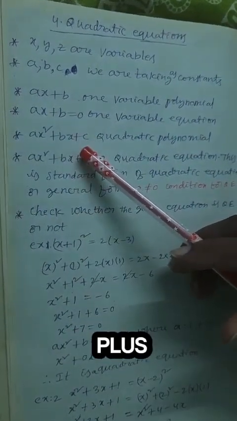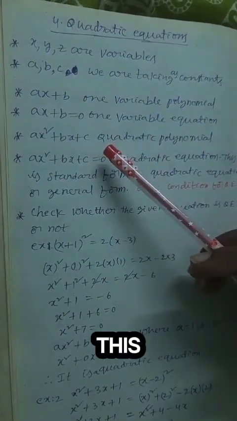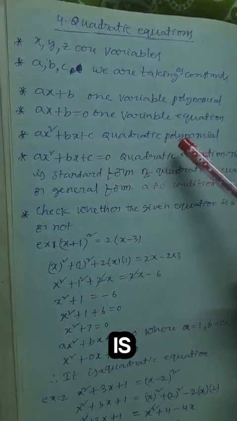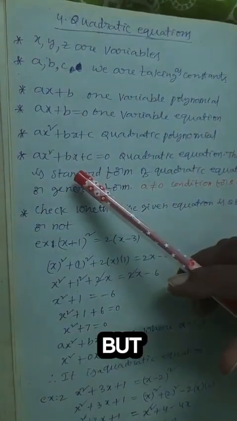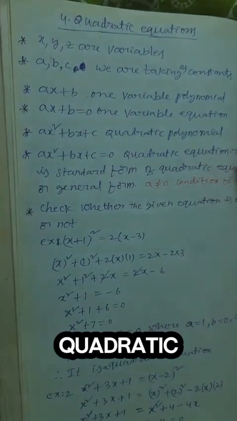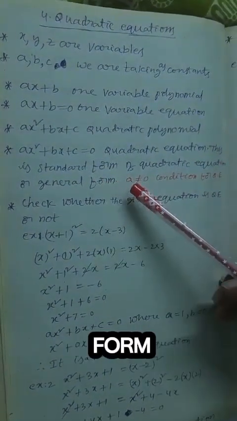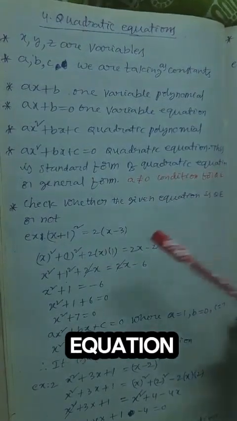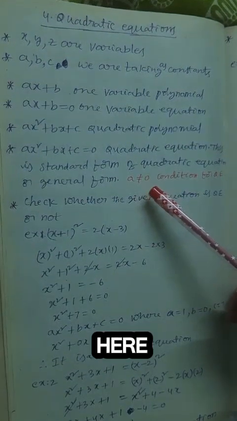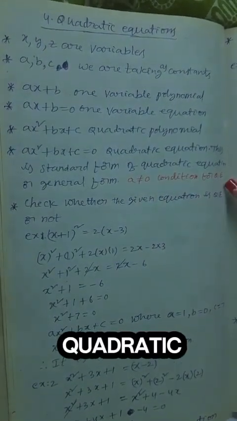Ax square plus bx plus c is a quadratic polynomial. This will also be explained in another chapter, that is polynomials. But ax square plus bx plus c is equal to 0 is the quadratic equation standard form. This is the standard form of a quadratic equation, or general form. But here a is not equal to 0, the condition for a quadratic equation.